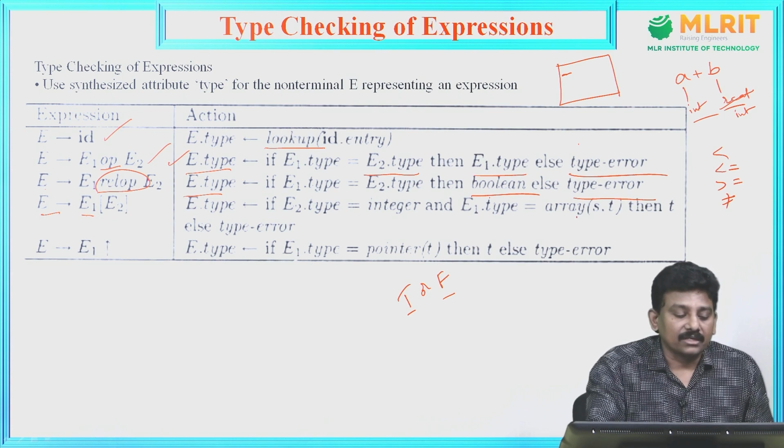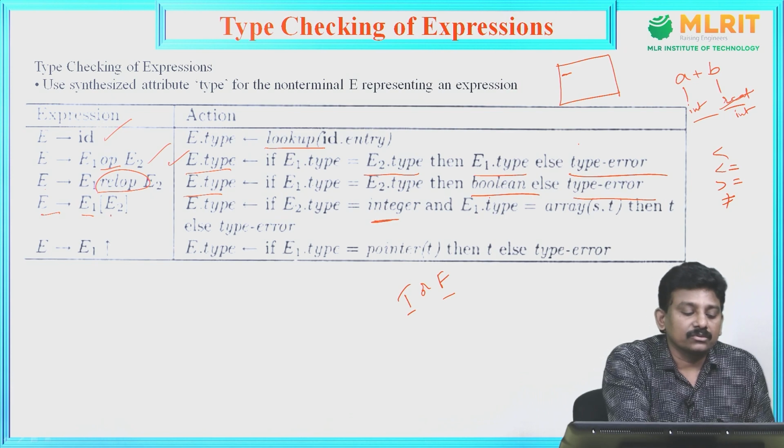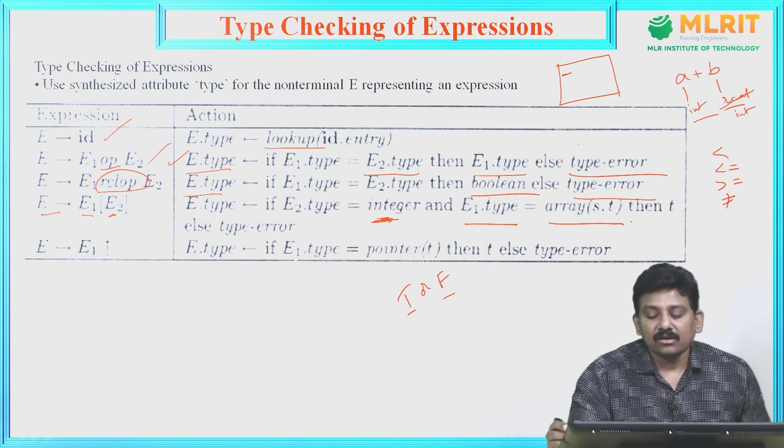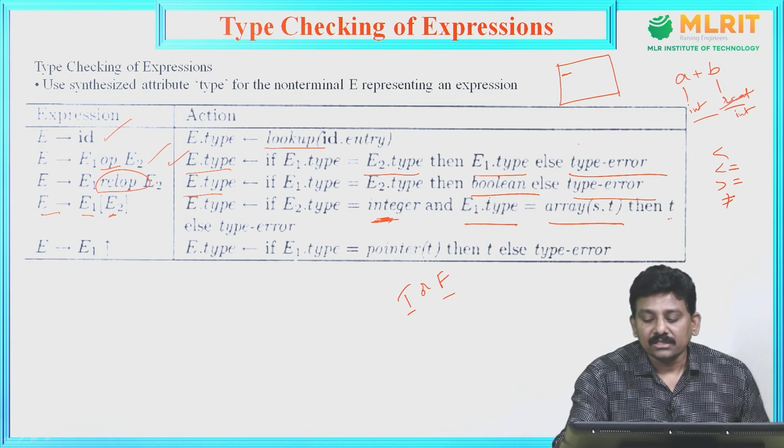This is an array expression, that means e.type is: if e2.type is integer, that is the range of this expression e2 is integer, and e1.type is array of s comma t, then return t, else type error. Here s is any value, t is the type of the elements, s indicates the range of the elements, array of s elements, s number of elements of type t, the return type is t.